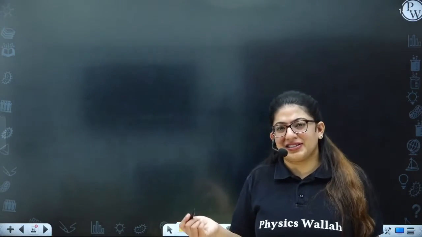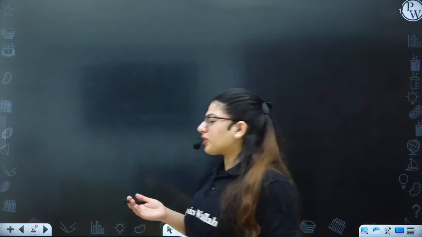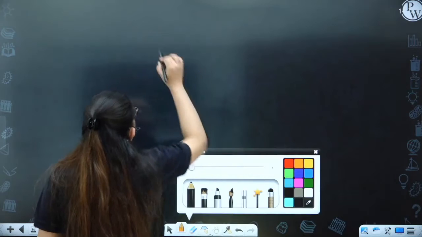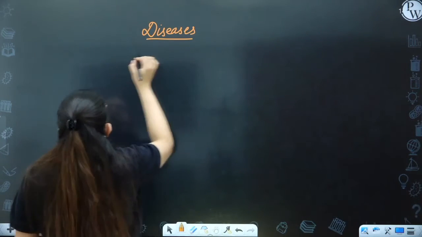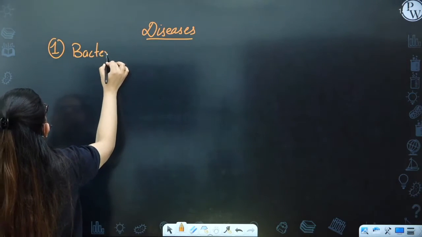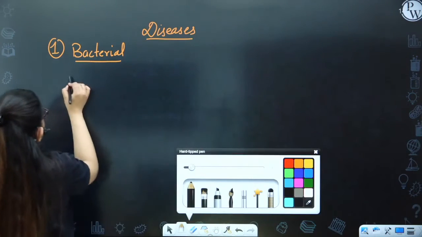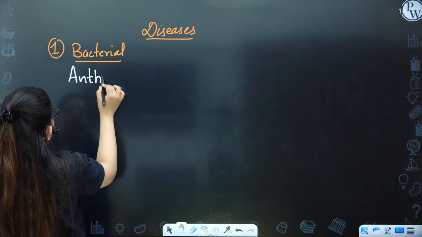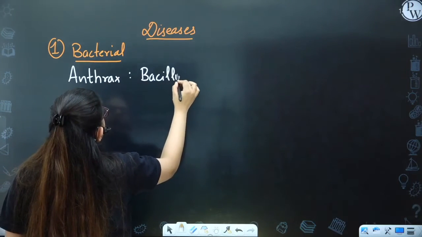Also, if you are keeping an animal, animals also catch diseases. It's quite obvious. Like we are animals and we catch diseases, they also catch diseases, and they are of different types. First of all, we will be discussing the bacterial diseases. The first bacterial disease is anthrax, and anthrax is caused by Bacillus anthracis.